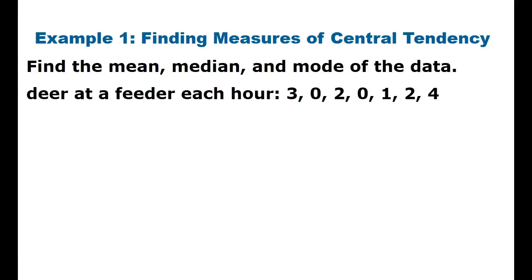Here we have some data: the number of deer at a feeder for each hour. The first hour there were 3 deer, and then 0, and then 2, and then 0, and then 1, and then 2, and then 4. We want to find the mean, median, and mode of this data.